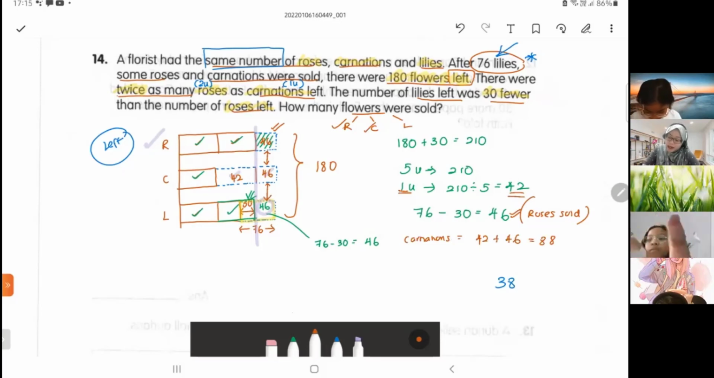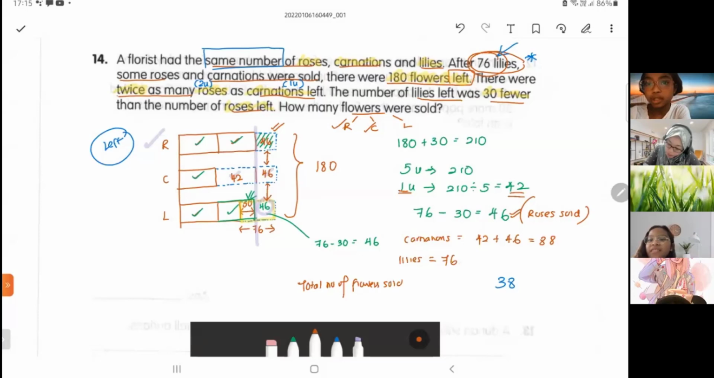Carnations done. Next will be lilies. Lilies is actually the sold part. You know it is 76, right? Here, given already. Don't need to find. Lilies are given. So my total number of flowers sold will be, the roses is 46, the carnation is 88, then the lilies is 76 equals to, my answer is 210. This is my answer. Okay, so not 38, it's 210.